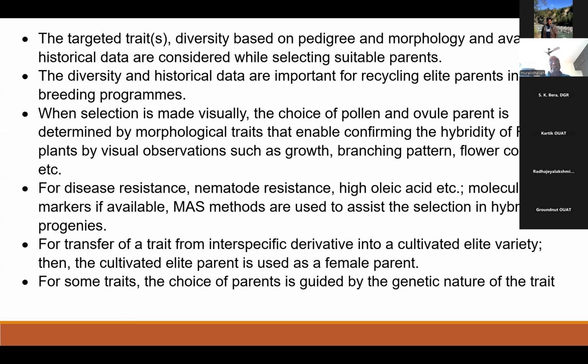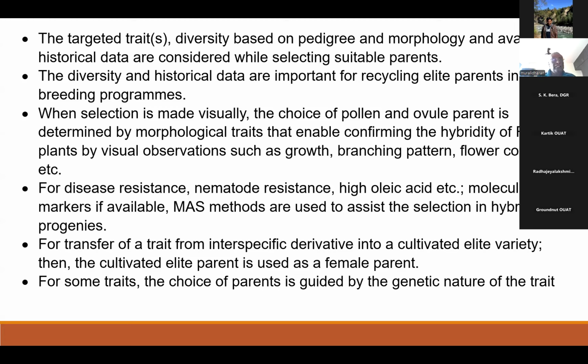When selection is made visually, as I told earlier, the choice of pollen and ovule parent is determined by morphological characters that enable conformity of hybridity in the F1 by visual observations such as growth, branching pattern, flower color, etc. For disease resistance, nematode resistance, high oleic acid, molecular markers are available. So this method is being used in hybrid progenies. For transfer of a trait from interspecific derivatives into a cultivated elite variety, the cultivated elite parent should be used as the female parent. For some characters, the choice of parents is guided by the genetic nature of the trait.